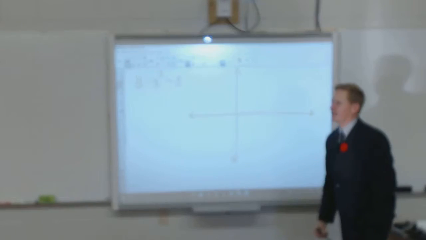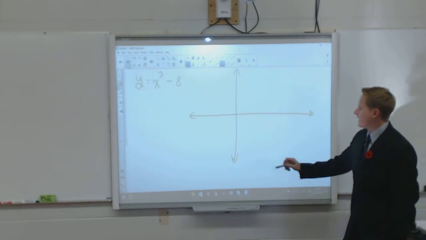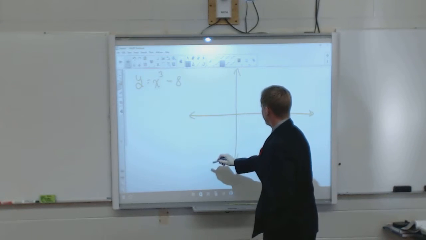All right. So y equals x cubed minus 8. That graph looks like this.